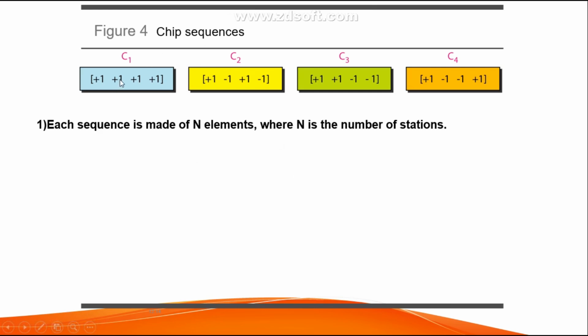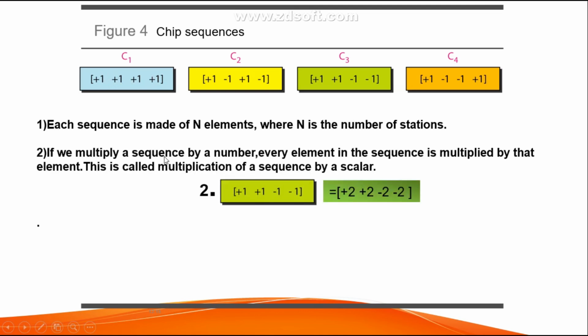Now these are the four chip sequences, as we have seen, for the four stations. So there are four codes: C1, C2, C3 and C4, and each code is a chip sequence, and each sequence is made up of n elements, where n is the number of stations. Over here n is 4, so there are 4 elements: 1, 2, 3 and 4. So each chip sequence is made up of n elements, that is 4 elements. And what is n? It is the number of stations.